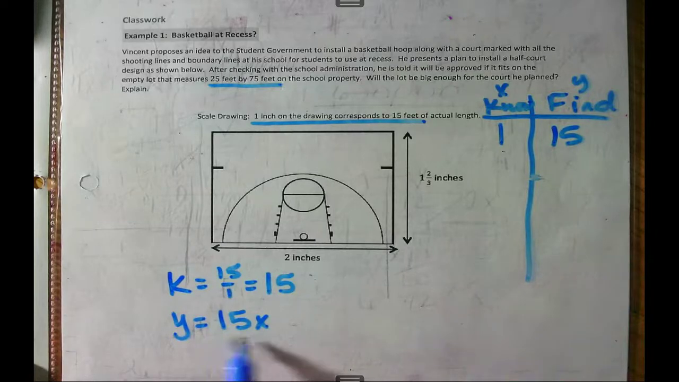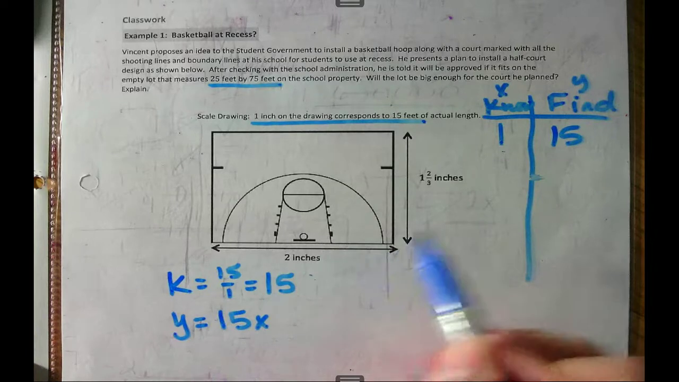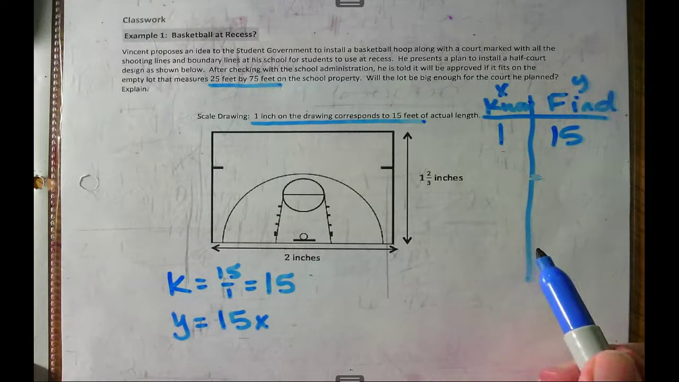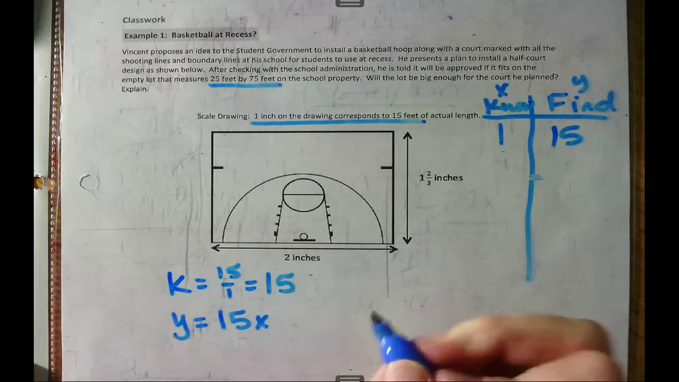And I'm going to look at my scale for just a moment here. If I know the scale drawing and I'm going to the actual court in the real world, that would be an enlargement. And so my scale factor should be greater than 1, which is what it is.